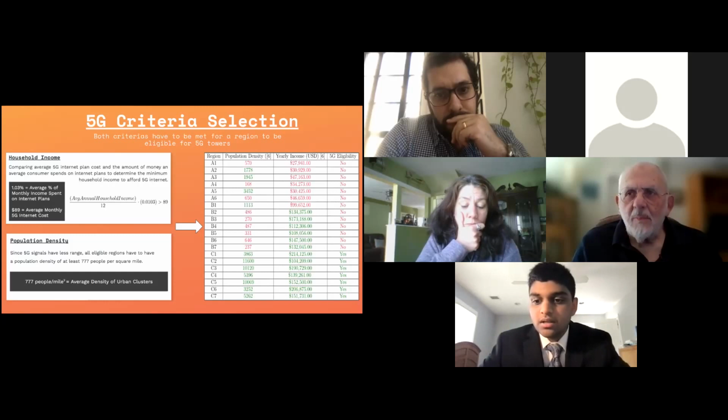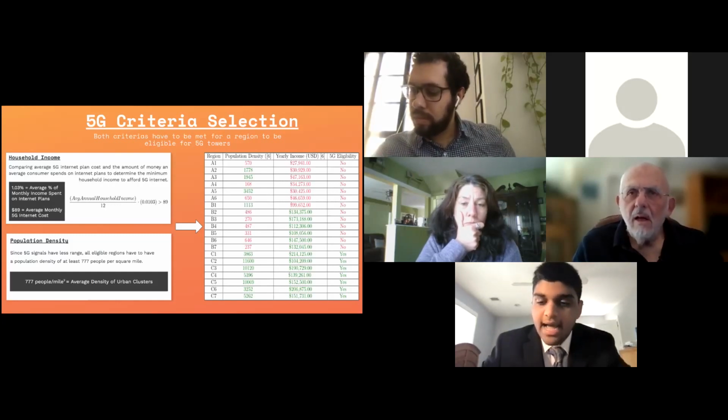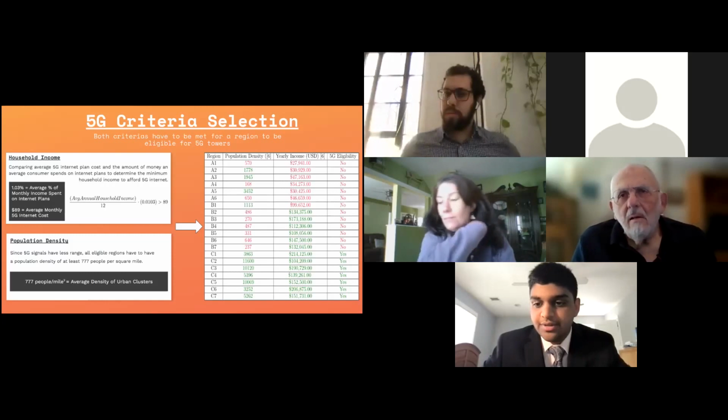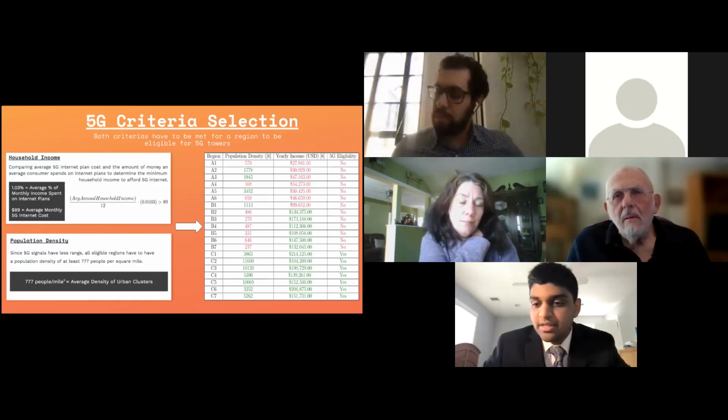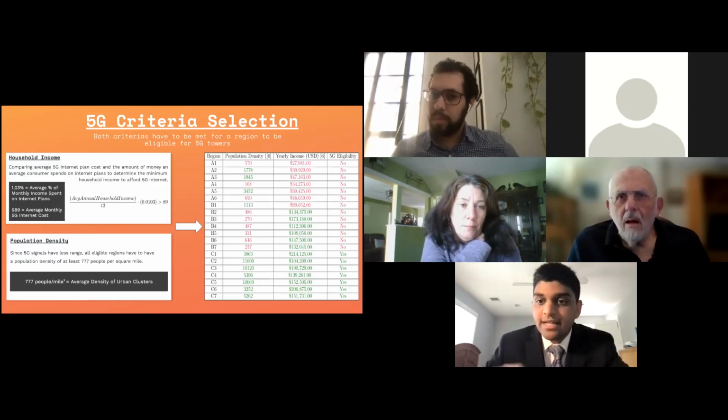The basis for placing the towers is based on the income, not the needs. Is that right? Not exactly. I think what you're alluding to is that the income determines whether, let's say we're looking at a subregion, it is worth putting 5G internet in that subregion. So that's where we take a look at the income.